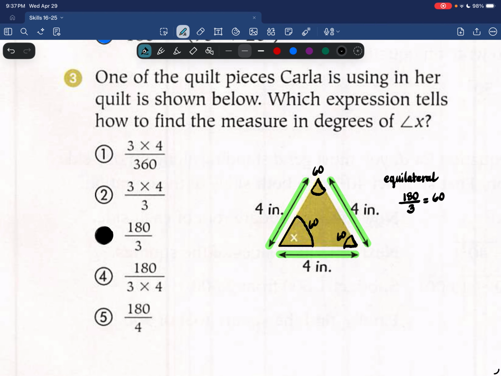Again, you could eliminate 1 and 2 because they don't have the 180. So if you had to take a guess, you would be able to do that. Number 5 means that you have 180 degrees and you have 4 angles, which is not true. You only have 3 angles.